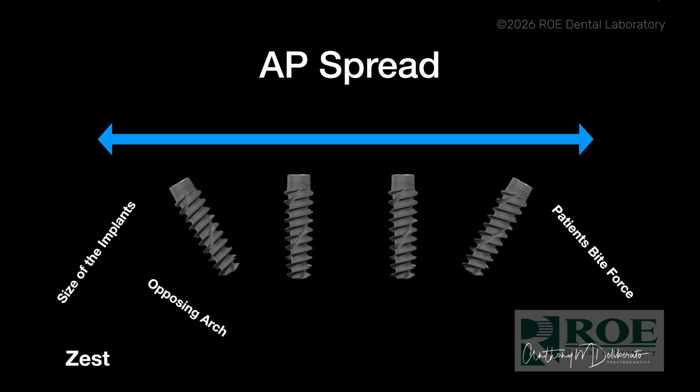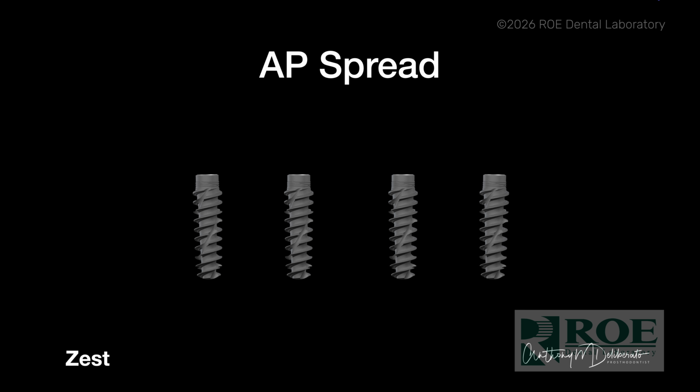But we have to understand that this is kind of a general rule, and it really has to do with the size of the implants that we placed. What is the opposing arch? Is it a denture or is it natural dentition? What's the quality of the bone? Does the patient have parafunctional habits? What is the patient's bite force? Is it a little old lady or a big, strong construction worker?